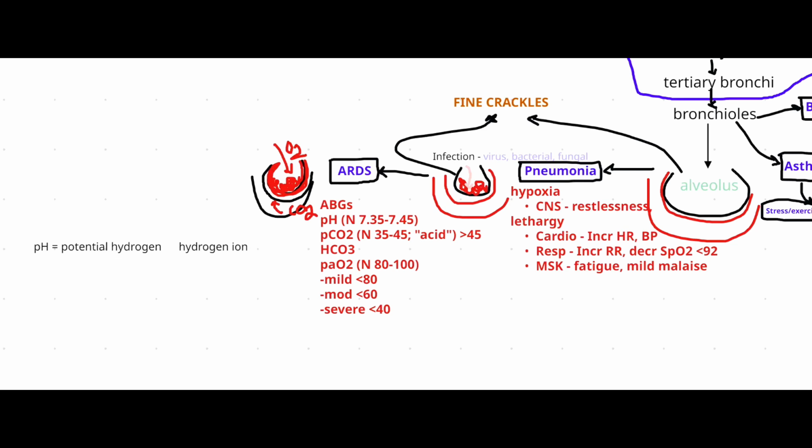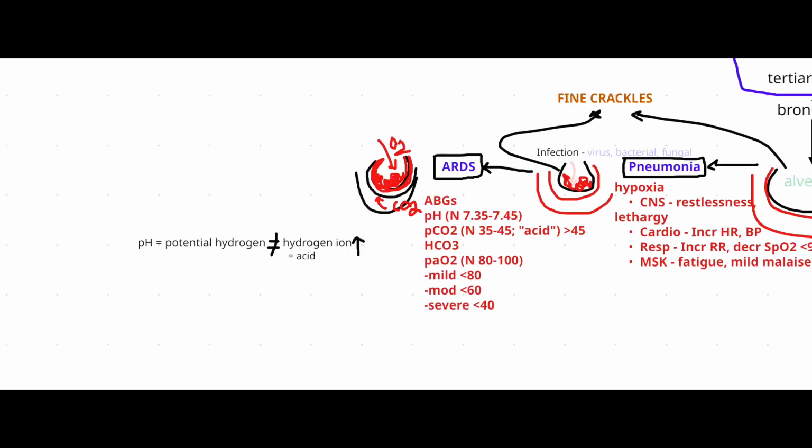Okay, bear with me for a minute. I want you to really understand this. What we're measuring is the potential hydrogen. So these two, we can think of them as being inversely proportional. What does that mean? If the hydrogen ion increases, then what happens to the pH? It decreases.